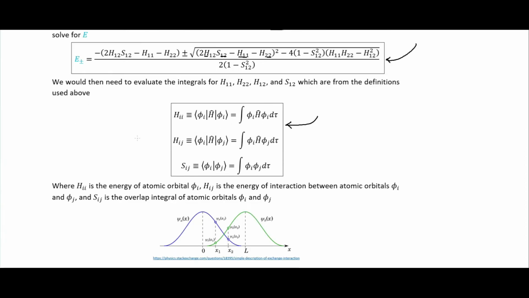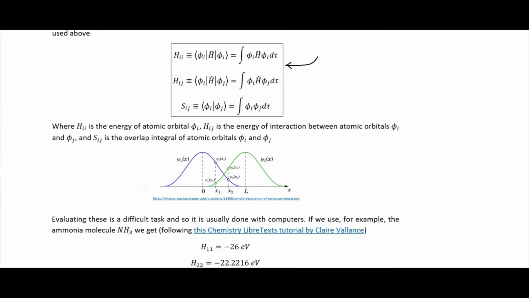And so we have these integrals here that we would need to solve, from our definitions above. Right here I'm just showing that this S is what's called the overlap integral. It's the integral that's essentially looking at what is under here, where our wave functions overlap. Evaluating all these different integrals can be very difficult, and so it's usually done with computers.